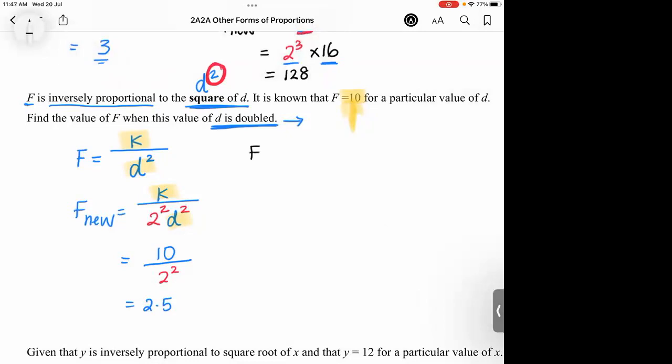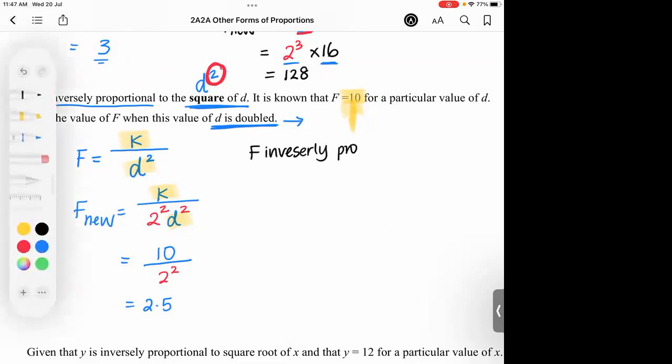If I say F is inversely proportional, this one actually you need to write. The question is already given: F is inversely proportional to D squared. I say F equals, maybe what number can I give? Anyhow, maybe F equals 100, for a particular value of D. Find F when D is tripled.